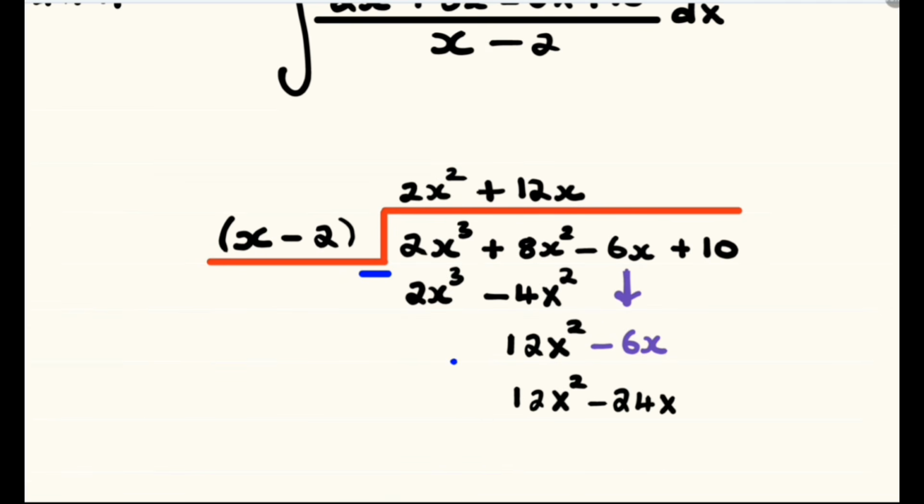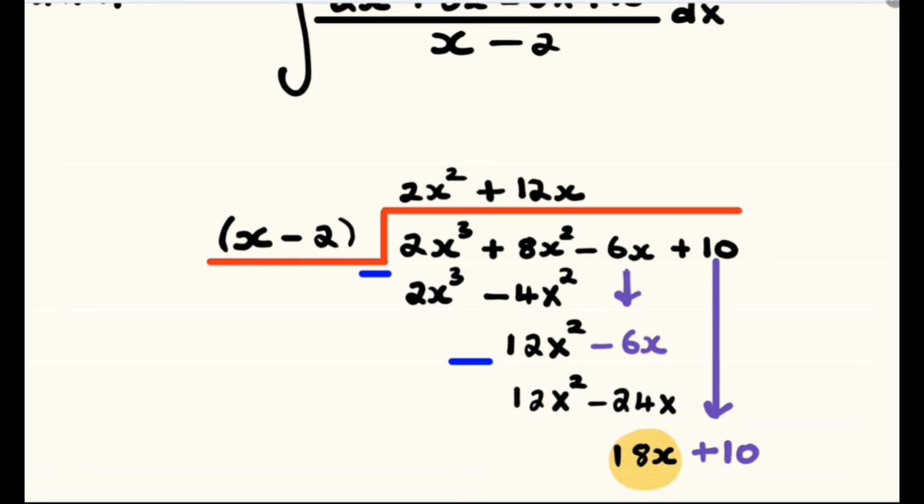And we subtract, so 12x squared minus 12x squared will be 0. Negative 6x minus negative 24x will be positive 18x. And from here we drop down the 10. We write it next to the positive 18x.